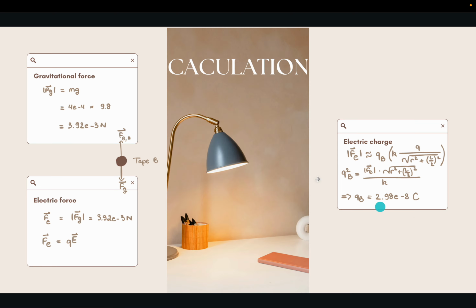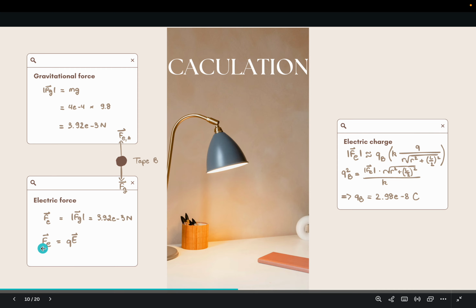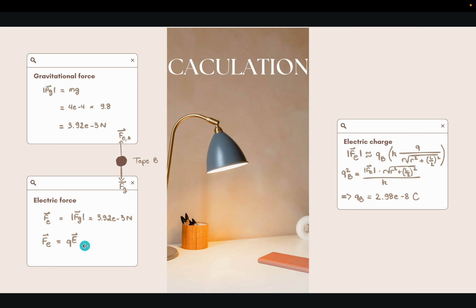For the calculation, the gravitational force and electric force are pretty much the same as in Lab 1. The electric force is equal to charge times the electric field. For this lab, I only changed my electric field to the electric field of a rod instead of just a point charge, because the line of charges is the same as the rod. So after rearranging the equation and plugging in the numbers, I got the charge on tape B equal to 2.98 times 10 to the negative 8 coulombs.